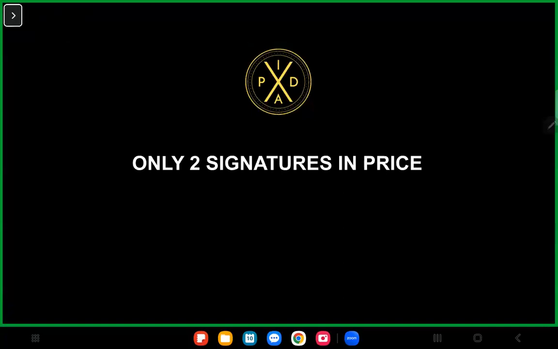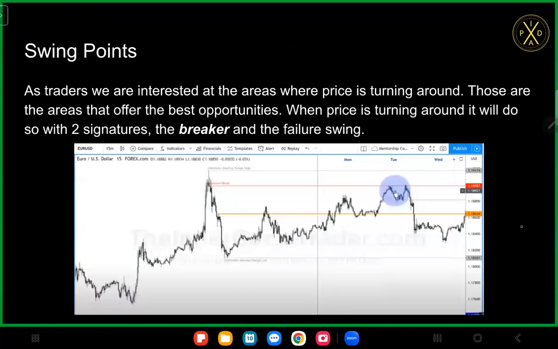All right, so let's talk about the only two signatures in price. This is referring to swing points. As traders, we are interested in areas where price is turning around, because those are the areas that offer the best opportunities. And when price is turning around, it will do so with two signatures, and those are the breaker and the failure swing.